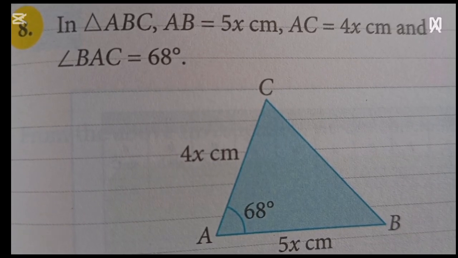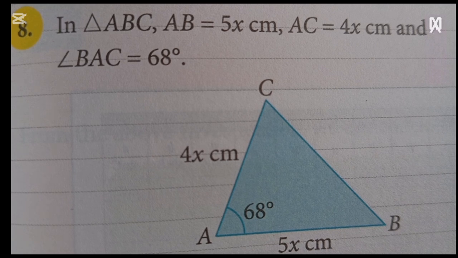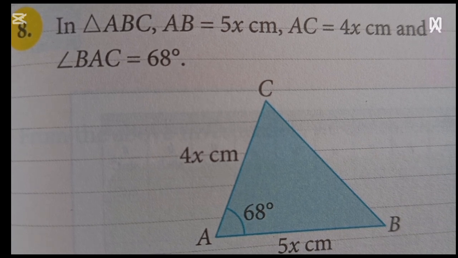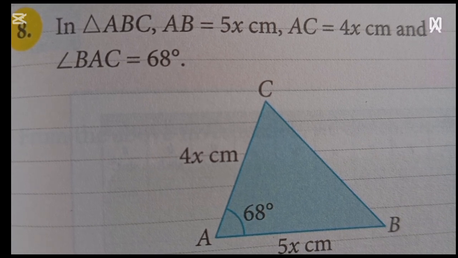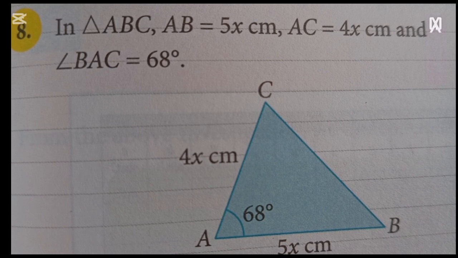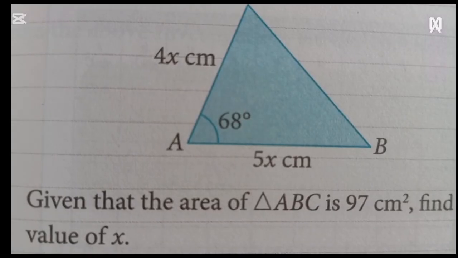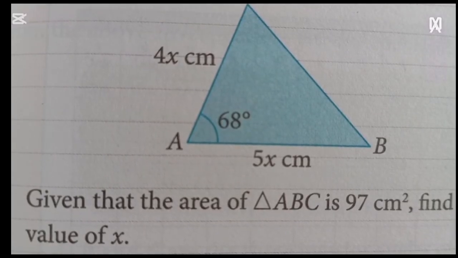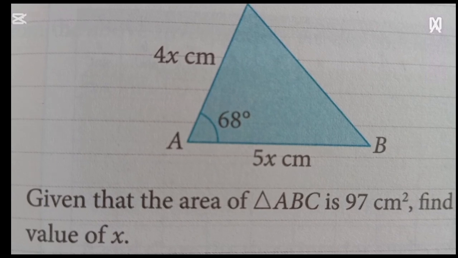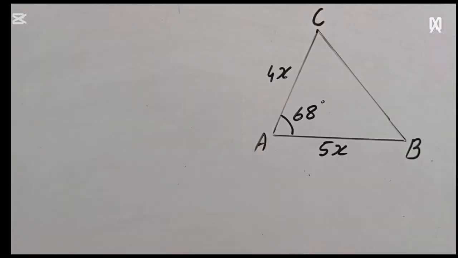In the triangle ABC, AB equal to 5x centimeter, AC equal to 4x centimeter, and the angle BAC equal to 68 degree. Given that the area of the triangle ABC is 97 centimeters square, find the value of x. It is the figure of the question.